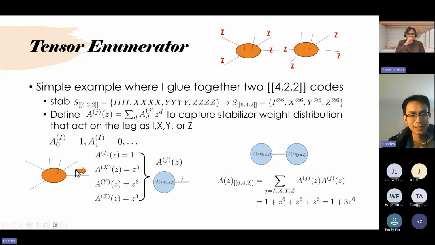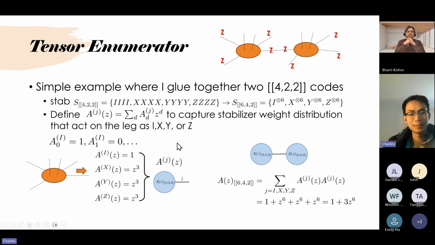Okay, so in this case, A_0 is saying, well, there's only the identity operator. So there's one operator that has weight 0 on the other 3 legs. So this has to be 1. And then there's no other operator that acts as identity on this leg. So everything else is 0.